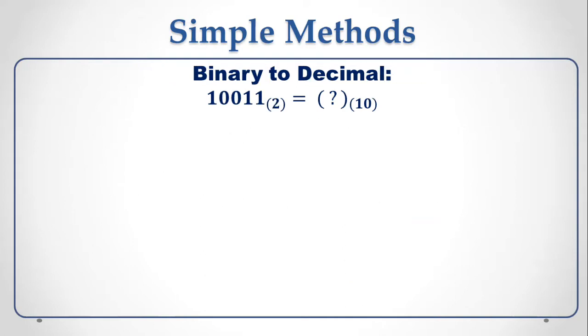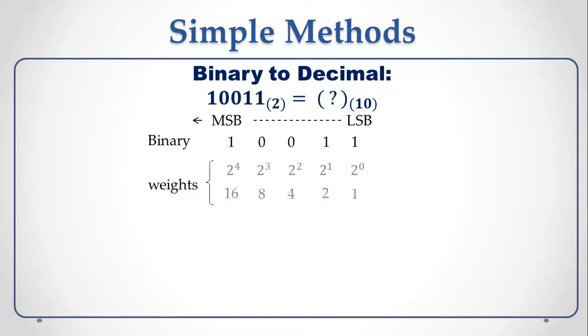Further, let's try to convert binary to decimal. The given binary is considered, along with the equivalent weights of these binaries for the logic 1s, and summing them converts binary to decimal. Only logic 1s are considered; the logic 0s are neglected. Hence, 10011 is equivalent to 19 in decimal.